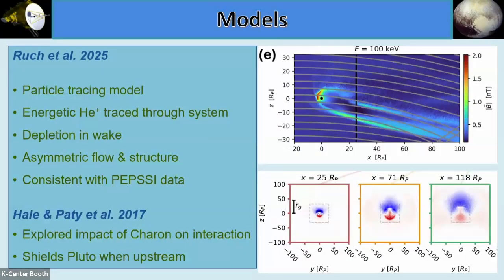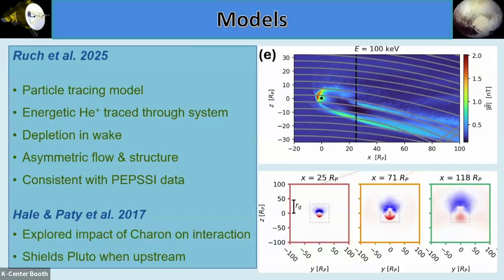So there's been modeling more recently here of the Pepsi interaction, consistent with the schematic that Peter Coleman produced, showing this depletion in the wake of the energetic particles and then an asymmetric tail downstream.